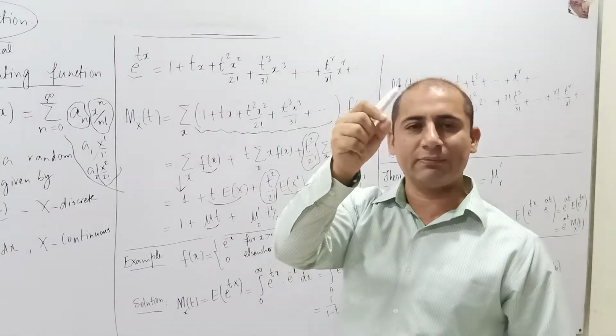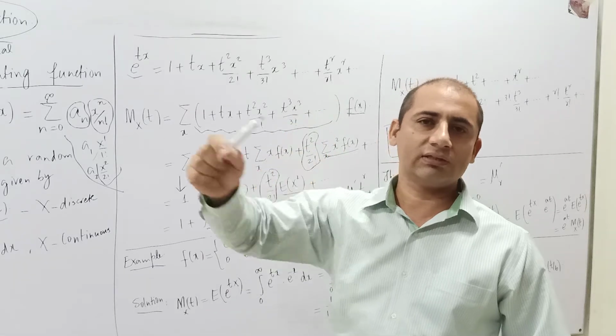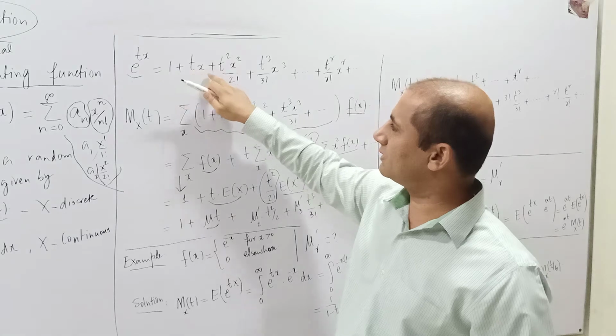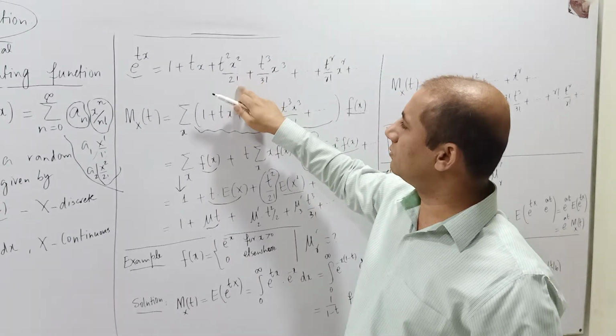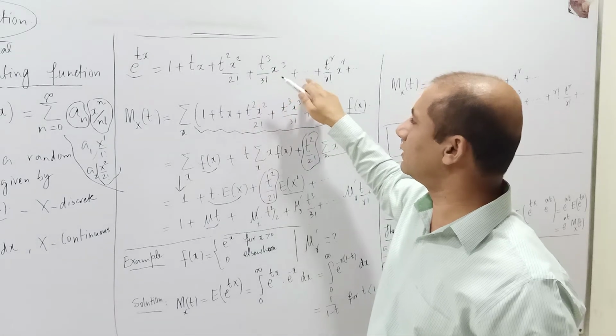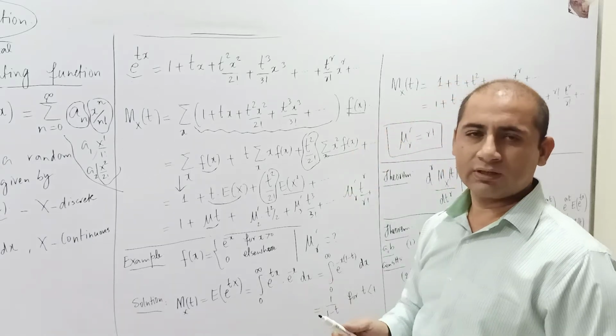If you consider the famous e to the power x, this becomes 1 plus x plus x square over 2 factorial, and so on. So if I consider e to the power tx, this becomes 1 plus tx plus t square x square over 2 factorial, t cube x cube over 3 factorial and so on, t to the power r over r factorial x to the power r, and it goes on.